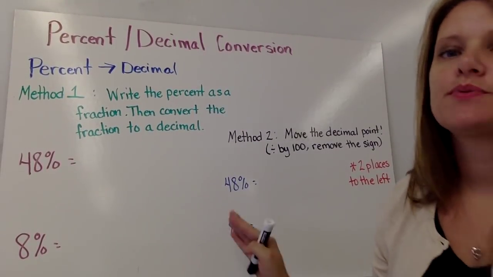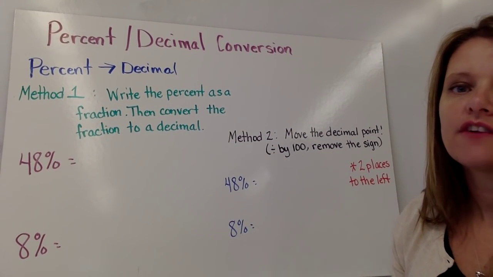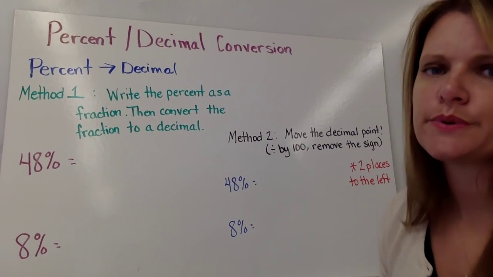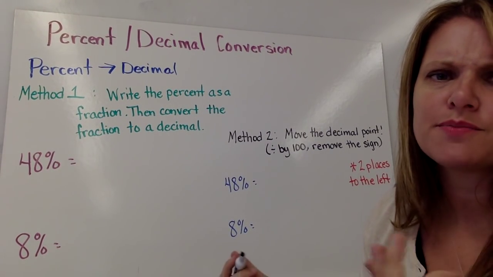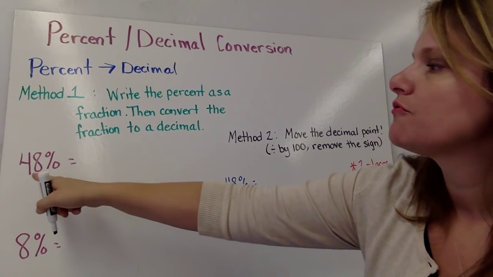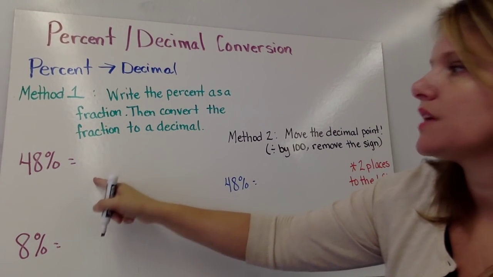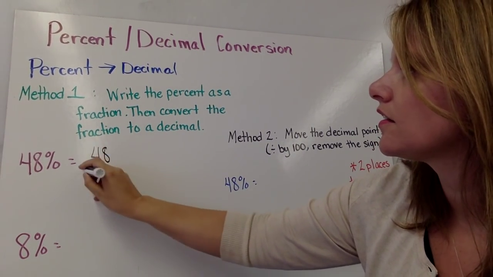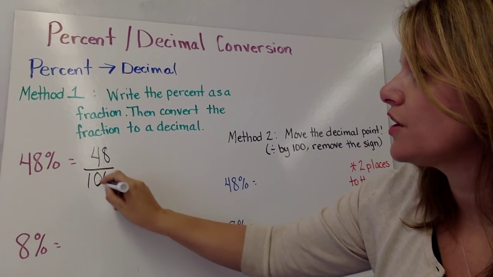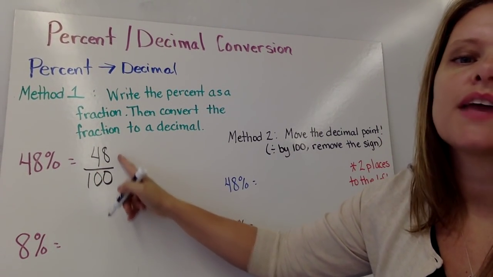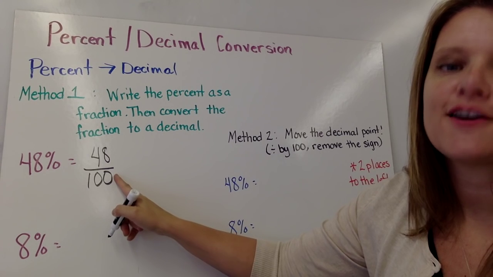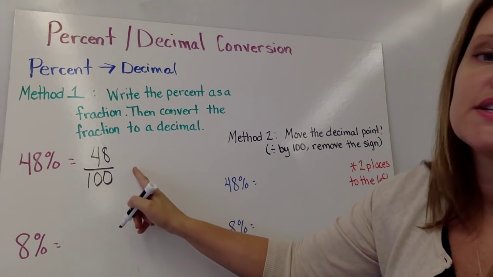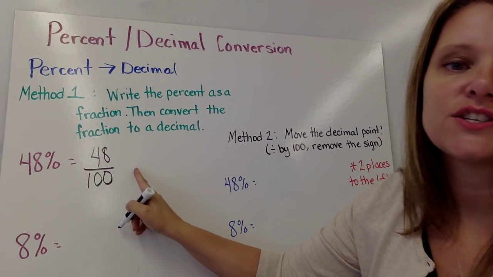All right, now let's talk about percent to decimal conversions. Our first method is that we're going to write the percent as a fraction and then convert the fraction to a decimal. So what does that mean? Write the percent as a fraction. Well, 48, and we know that we can put it over 100, because remember, percent's always out of 100. So 48 out of 100, or 48 hundredths, same thing as 48% as a fraction. And now I want to convert that fraction to a decimal.